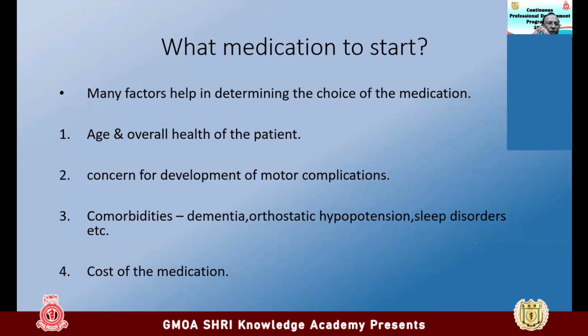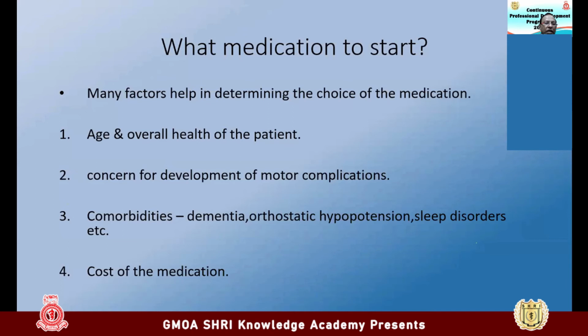I'll say why. Age and overall health: if the patient is a very active patient, even at 65, you might consider some other medication than for a patient diagnosed with Parkinson's who is not as mobile, maybe because of various factors. So age and overall health of the patient is very important. The second thing is that most of these medications, especially the most effective medication, levodopa, have motor side effects. In long-term use, patients develop motor complications.